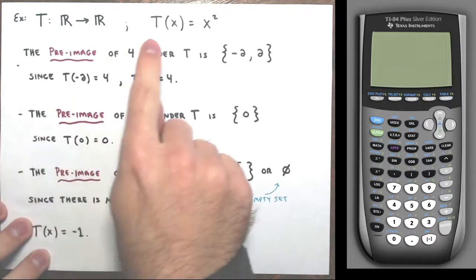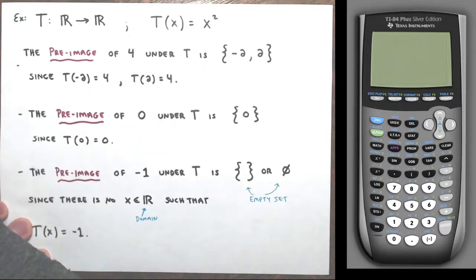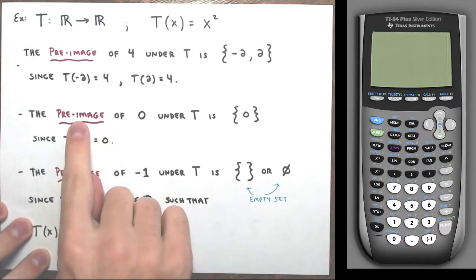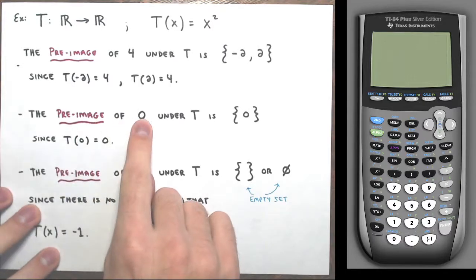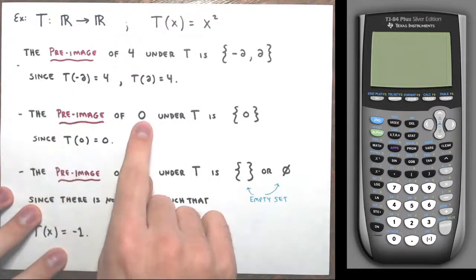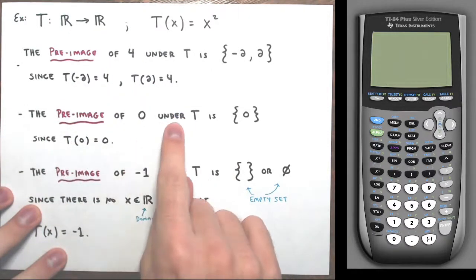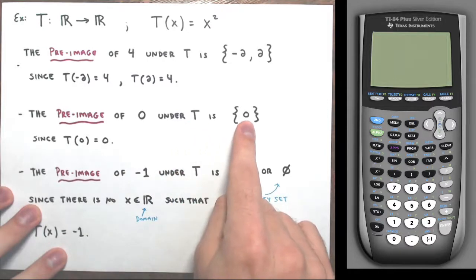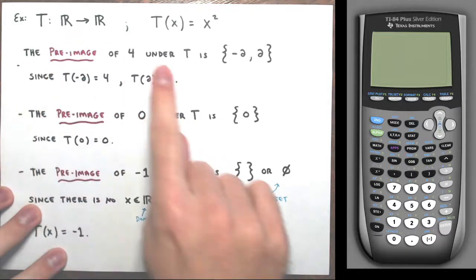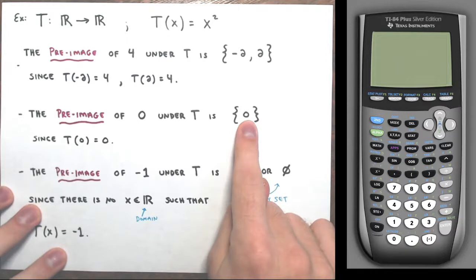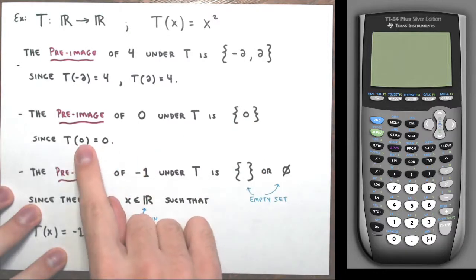Another example from this same operator, the pre-image of 0. Again, when you talk about the pre-image of some element, that element is from the codomain. So the pre-image of 0 from the codomain under T is just the number 0. This is the only value of the domain that has an image of 0. T of 0 is 0. 0 has an image of 0.